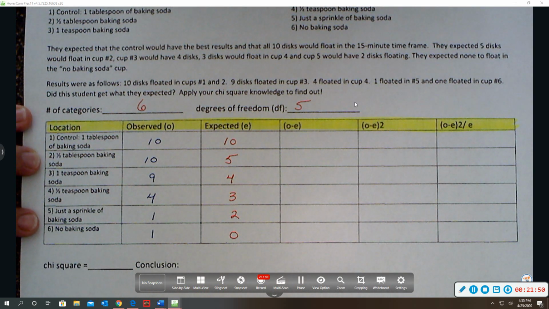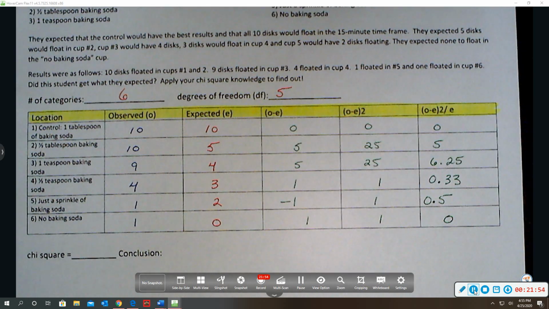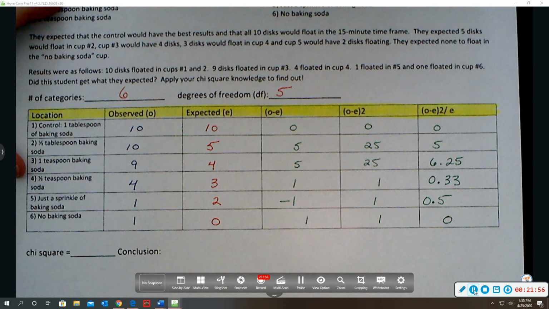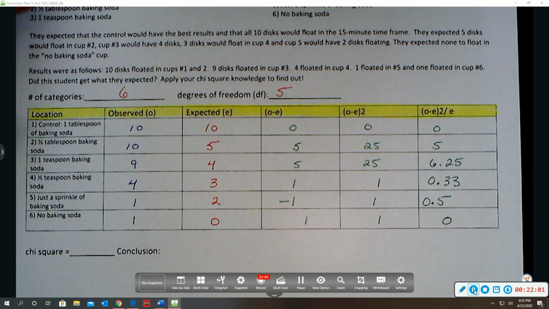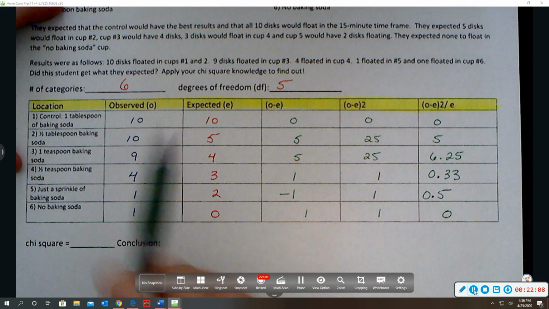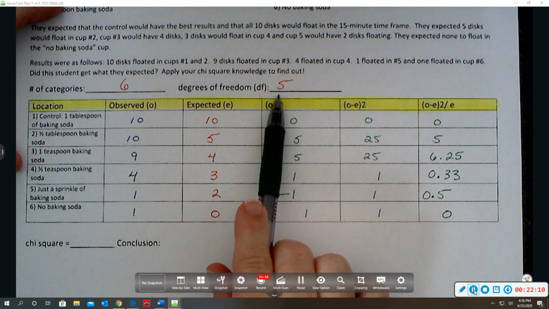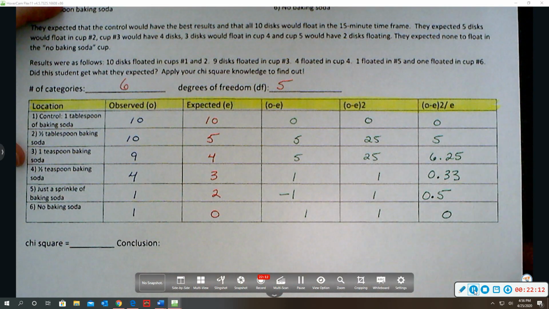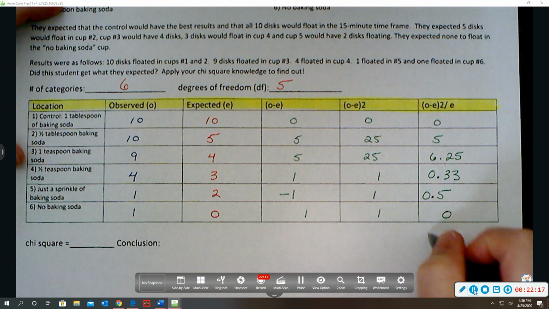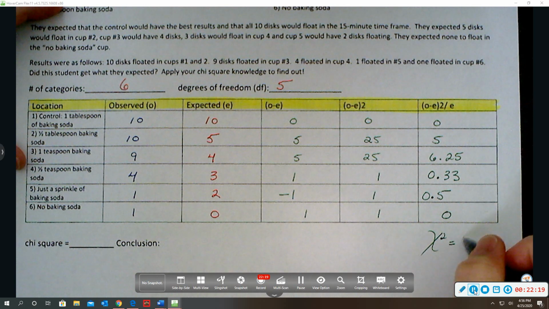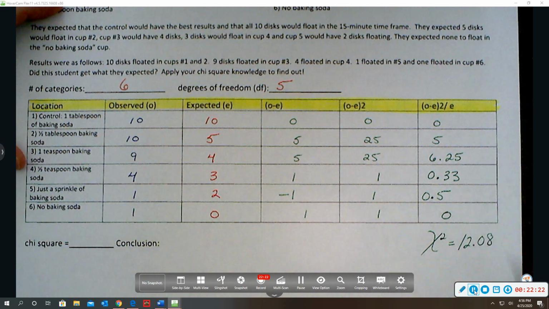All right. Now I'm going to pause the video while I do the math, and we'll see. All right, my math is done. I actually used the chart this time since I had so many categories to keep track of. And again, if I did my math wrong, please let me know. 6 categories here, so my degrees of freedom is 5. Here's the results of my math, and when I add all of those up, my chi-square is 12.08.